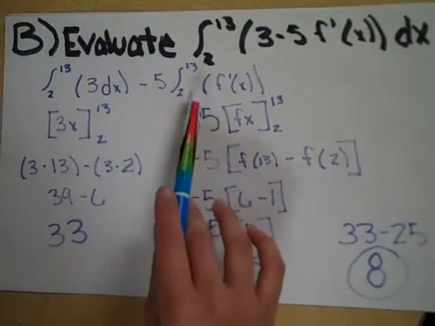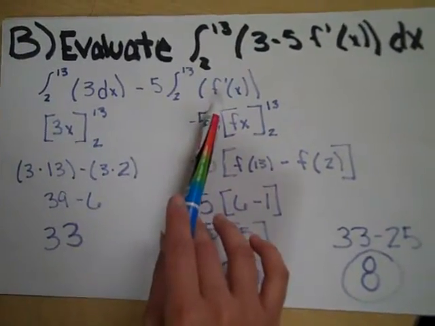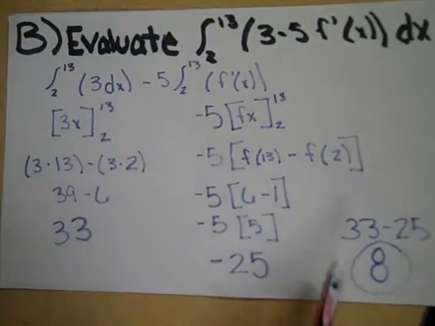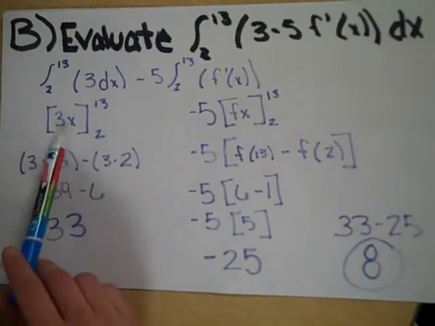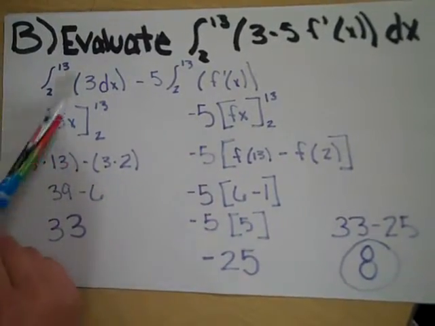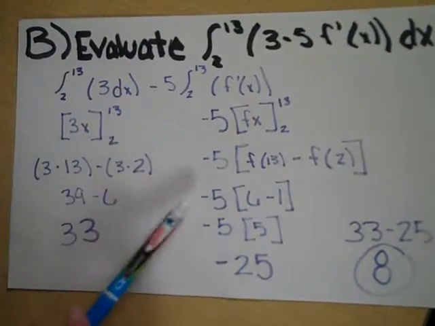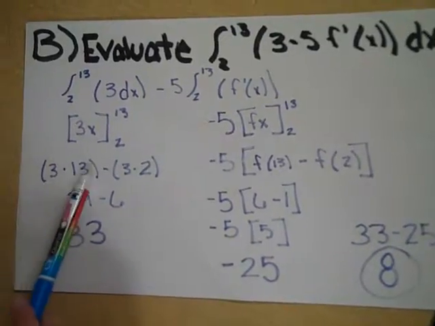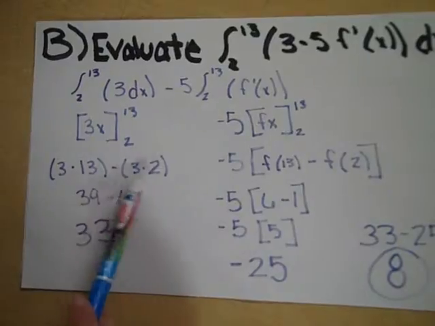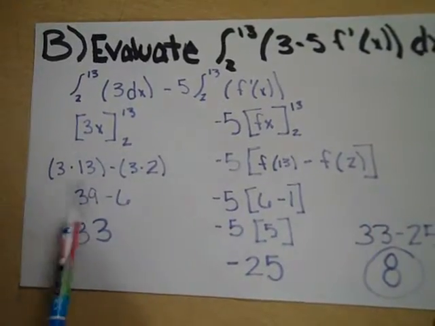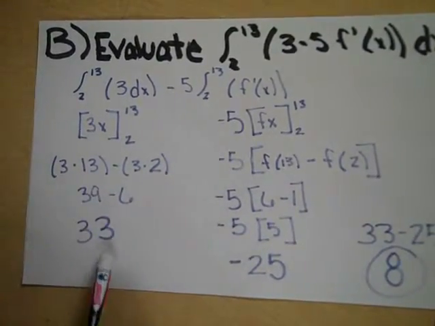minus 5 times the integral from 2 to 13 of f prime of x. Then you have to evaluate them, 3x from 2 to 13. Then you have to do 3 times 13, that is the first part, and then you minus 3 times 2, that is 39 minus 6, that equals 33.